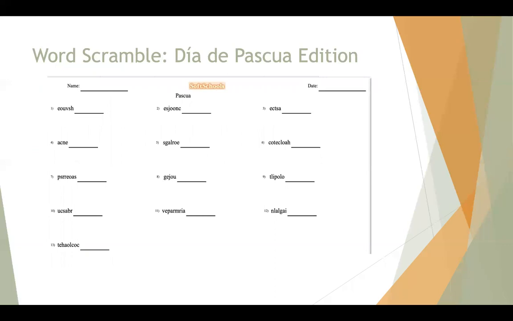So the first word scramble is Día de Pascua edition. We have 13 words, which is very simple, very small. And again, I'm not going to give you a word bank just yet. You'll get the answers after this. But for this, just think about words, or things, objects that you will use for Día de Pascua, like materials or any decorations or just things that you would use or know that people would use. If you don't celebrate, that's okay. So with that being said, I'll pass out these papers and give you a few minutes to fill them out.